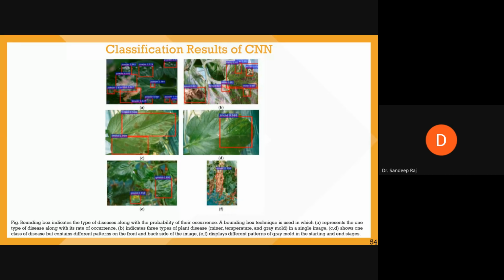So the bounding box basically highlights the region where the disease has been identified, with a confidence score of around 90%, or how much percent of confidence it has been predicted into a particular class.